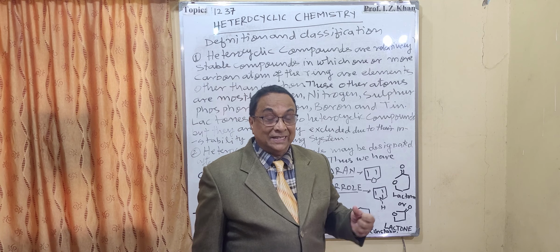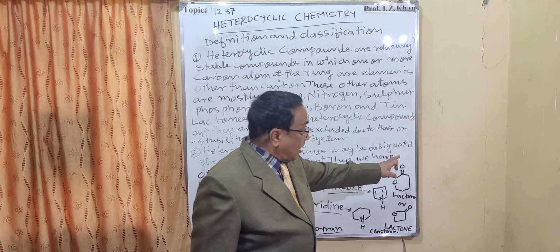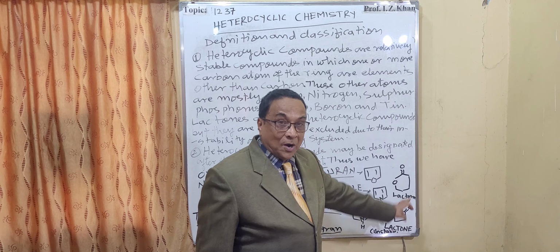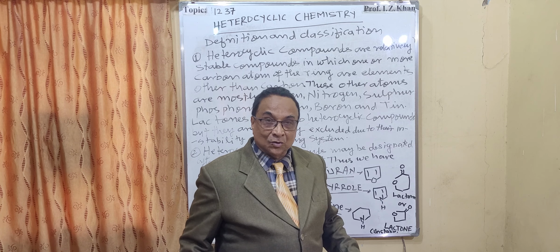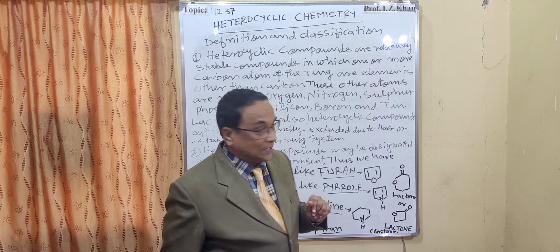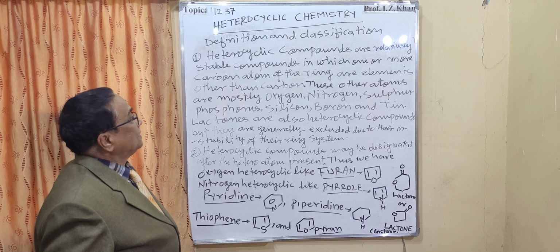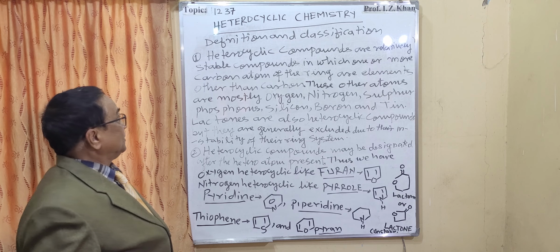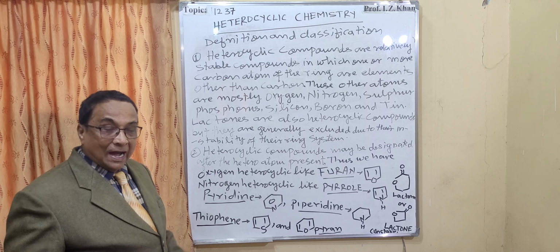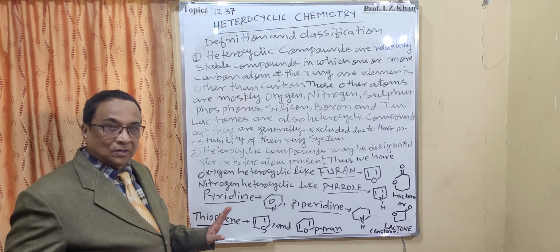The reason is that it needs stability. Any heterocyclic compound which is not stable is not included in heterocyclic compounds. So that's why the whole lactone group of compounds is not included, because they are unstable. So here, number one, heterocyclic compounds are relatively stable compounds. Unless it is stable, it is no more heterocyclic.